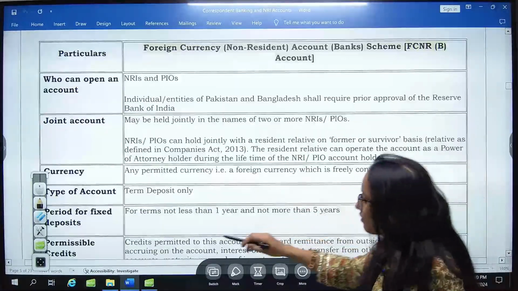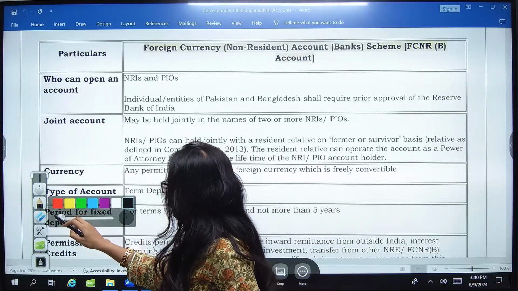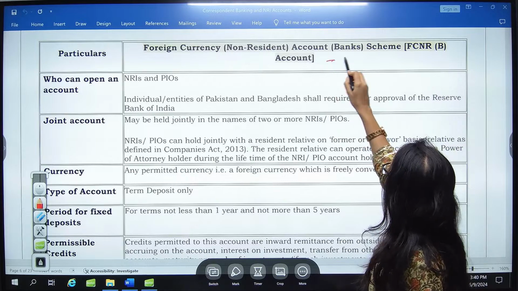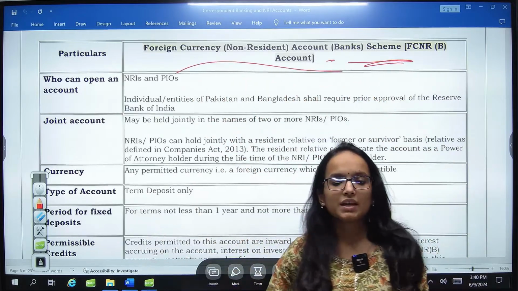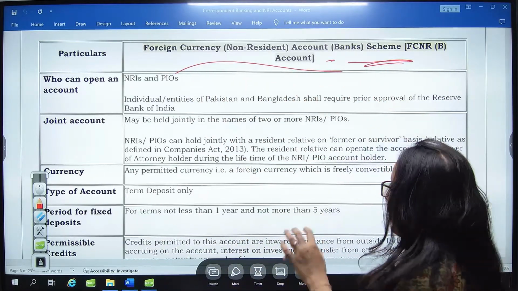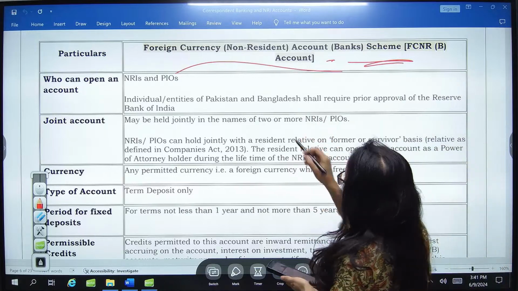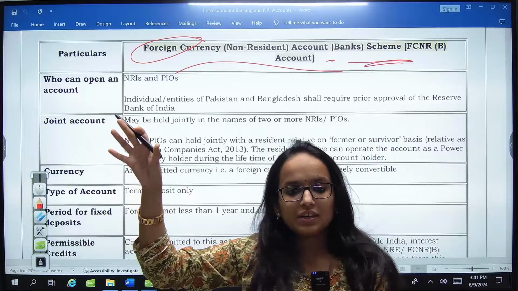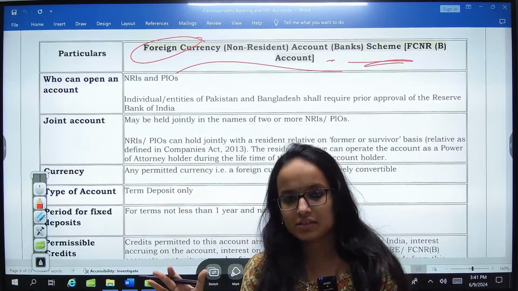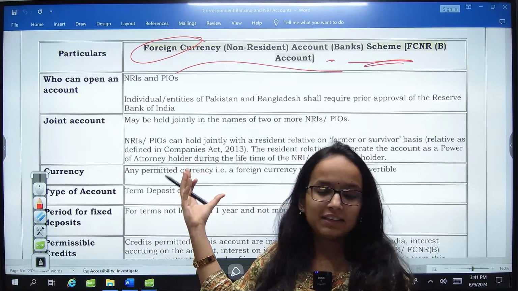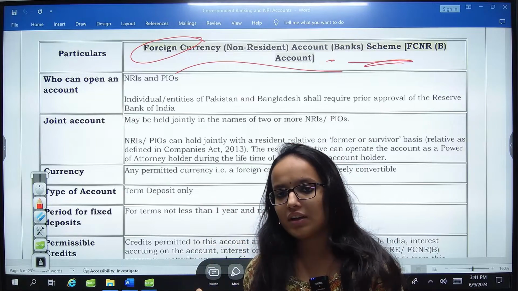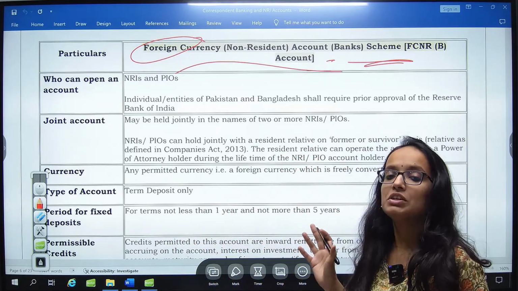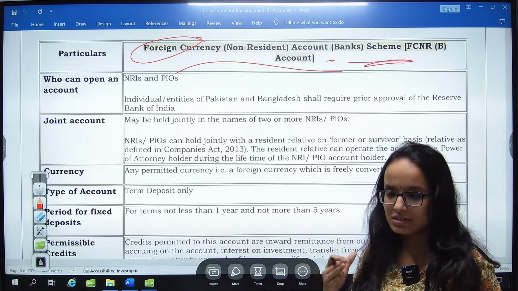So next we have the FCNRB account. As you can see, Foreign Currency Non-Resident Account, Banks scheme, FCNRB. As you can see, it is foreign currency. In the NRE account, we have seen that it will be in your domestic currency, the Indian rupee. But as the name suggests, FCNRB, foreign currency non-resident account, it will be in your designated foreign currencies. Remember this thing. This is the difference.